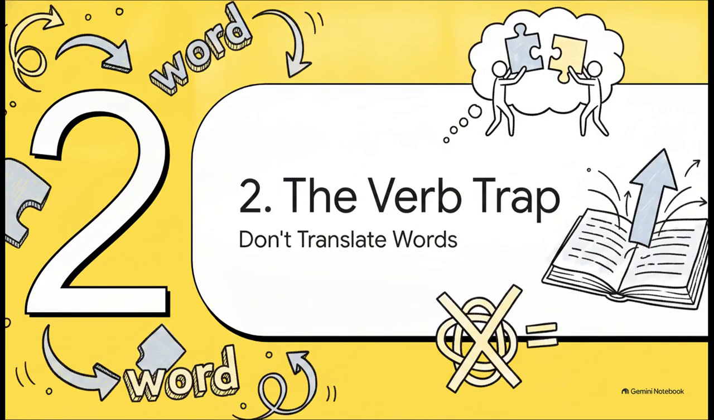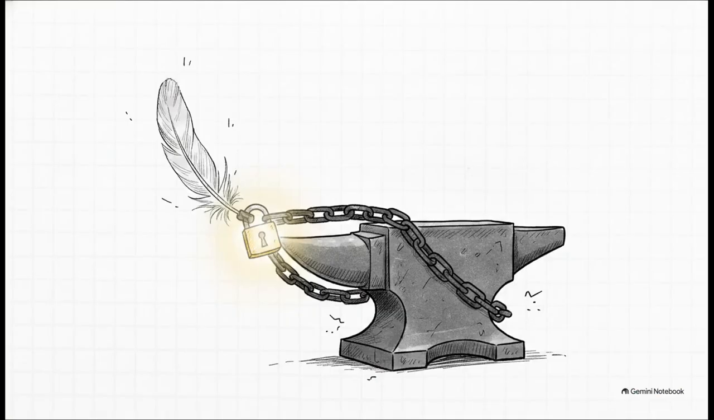Moving on to Section 2, the verb trap. These are the verbs that absolutely do not translate word for word. Okay, this brings us to the concept of light verbs. English loves to use verbs like make, do, give, have, take, and get. And here's the kicker. In these phrases, the verb itself carries almost zero meaning. The actual core meaning lives in the noun right next to it. So things like making a mistake or taking a break, they literally have to be learned as complete, inseparable blocks. You just can't mix and match.